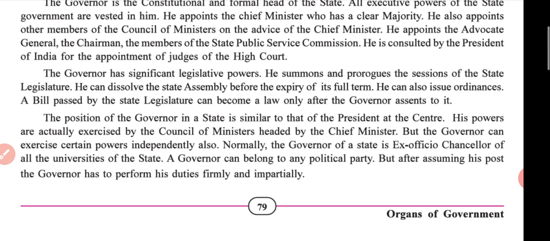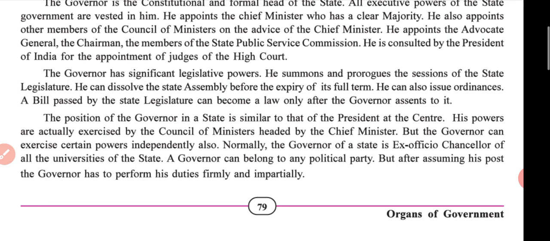The governor has significant legislative power. He summons and prorogues the session of the state legislature. He can dissolve the state assembly before the expiry of its full term. The governor's term is 5 years, but before the completion of that 5 years, he can dissolve the state assembly.